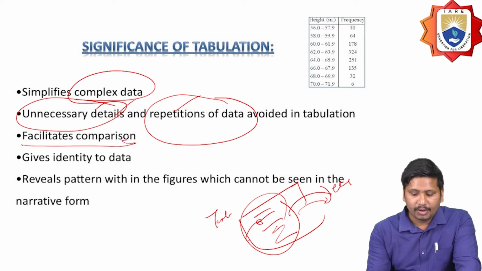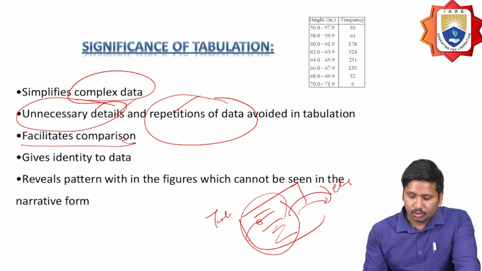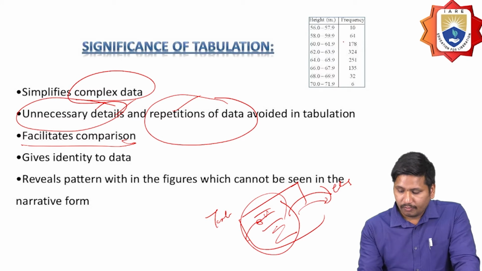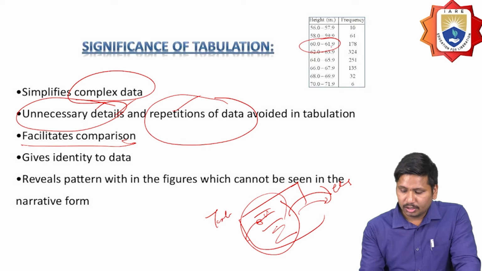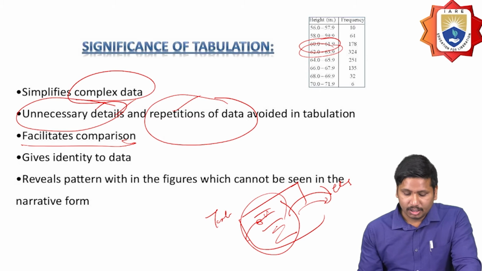And it facilitates comparison. Comparison can be performed very clearly. If I want to make a comparison in text, it is difficult, right? Suppose I want to compare the frequencies of the number of persons having a height between 62 and 61, or 62 to 60. That kind of comparison is also easy by seeing the tables.